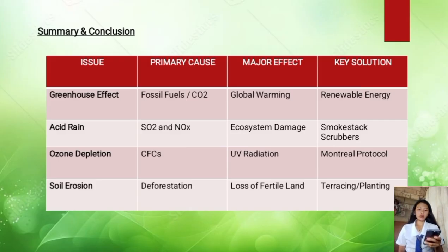So, acid rain: SO2 and NOx, ecosystem damage, smokestack scrubbers. Acid rain damages ecosystems through pollution in the air.